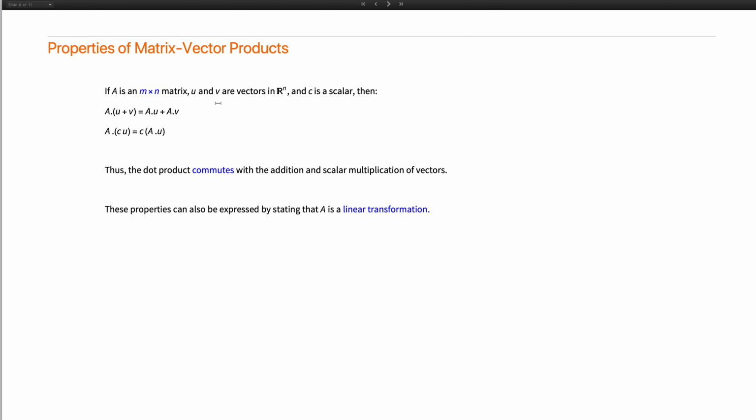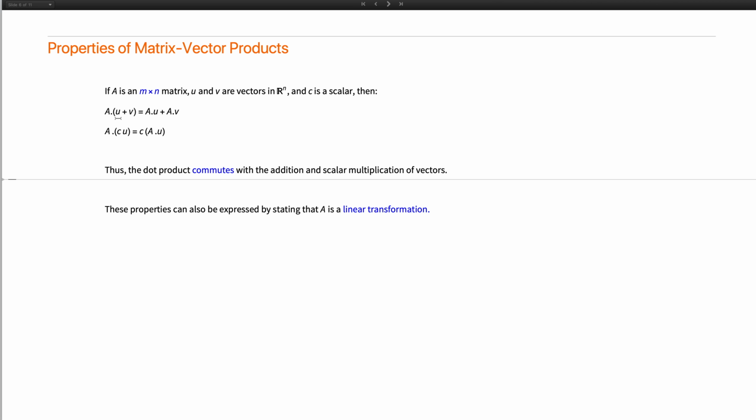Okay, so a few properties of these products. If you have a matrix A, which is m by n, and you have 2 vectors u and v from Rn, then for every scalar c, A dot (u plus v) is A dot u plus A dot v, just like in ordinary algebra. And then A dot (c times u) is c times A dot u. That says that the dot product commutes with the addition and scalar multiplication of vectors.